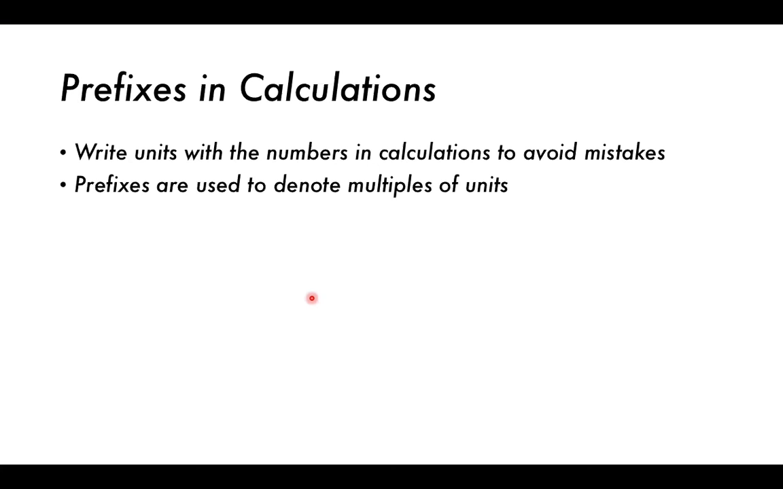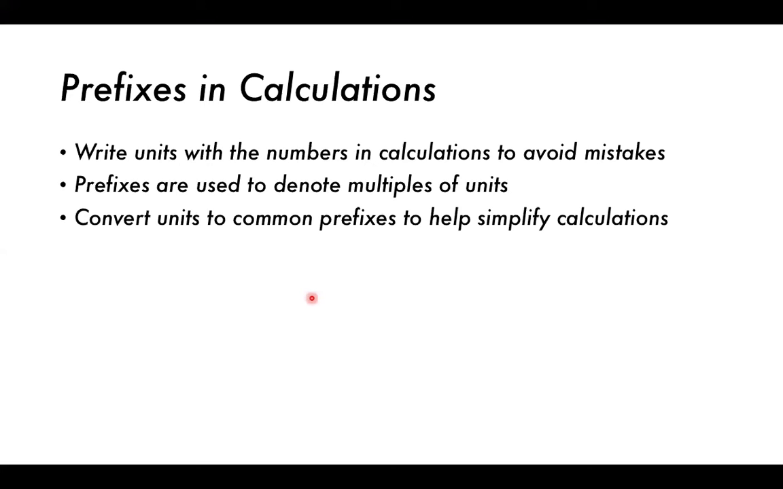Prefixes are used to denote multiples of units. So for example, in the case of kilogram, it means 1,000 grams. In the case of a milligram, it means 1,000 milligrams is going to be a gram. So 1 milligram is going to be 1,000th of a gram.